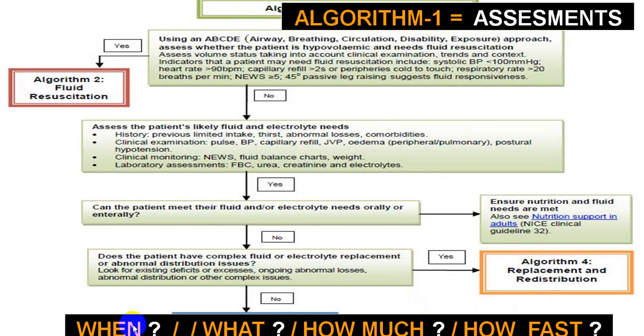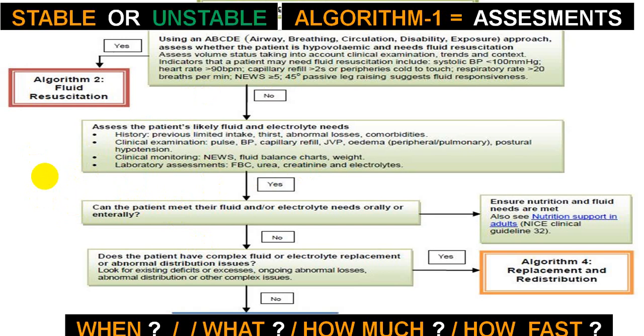So when, what, how much, how fast will depend upon resuscitation or maintenance or replacement, whatever he requires. All those things will be decided by a good clinical examination along with laboratory parameters. First you have to make out whether the patient is stable or unstable. An unstable patient will always require rapid correction and maintenance of circulation. We call this resuscitation.